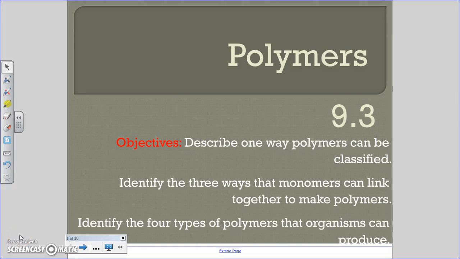Okay, so today's notes are on polymers, section 9.3. By the end of this, we should be able to accomplish three different things. First of all is describe one way that polymers can be classified. How can they be identified one from the other? Identify three different ways that monomers can link together to make polymers, and identify four different types of polymers that organisms can produce, whether it be an animal or a plant.